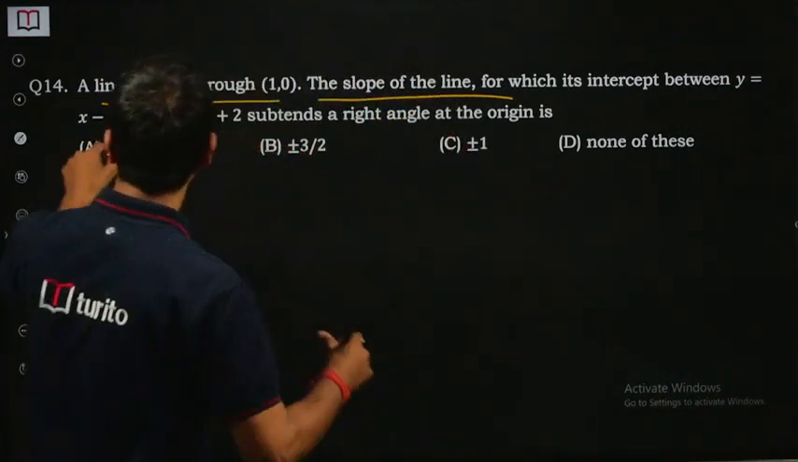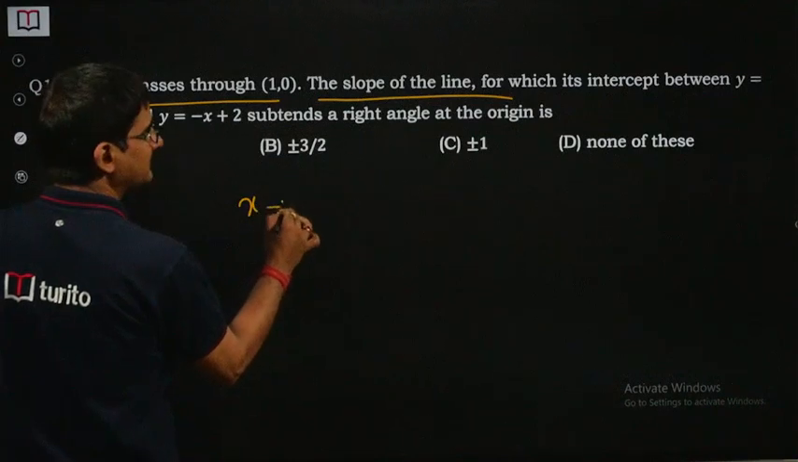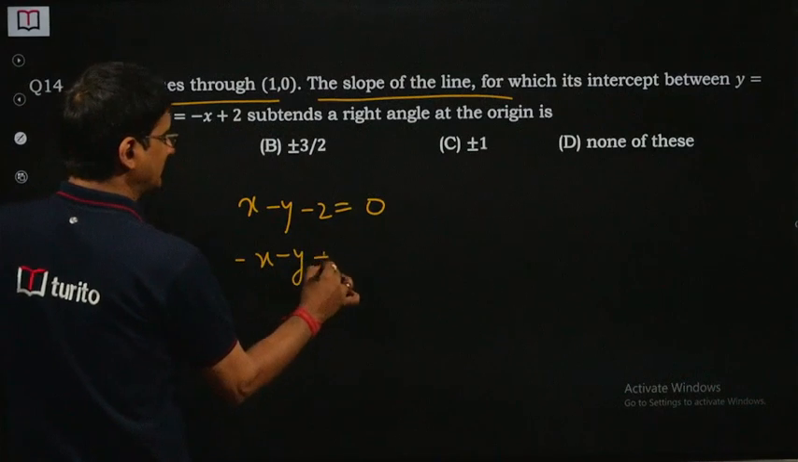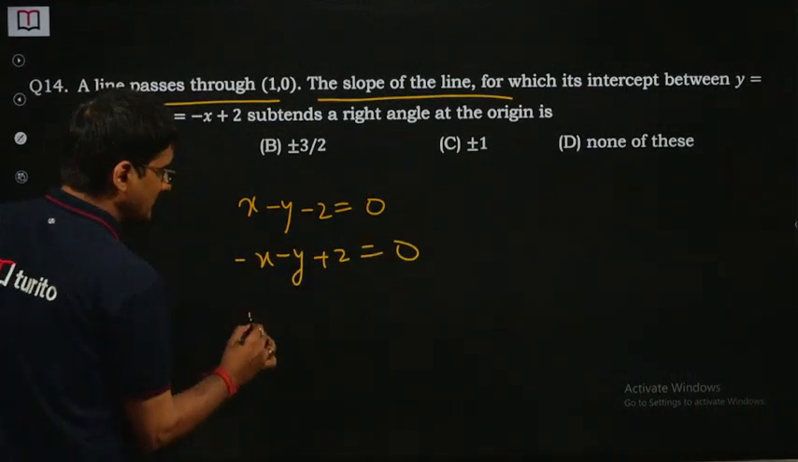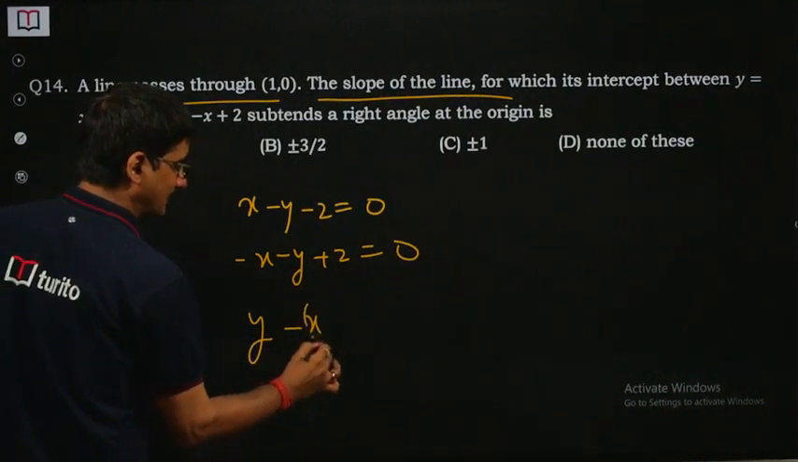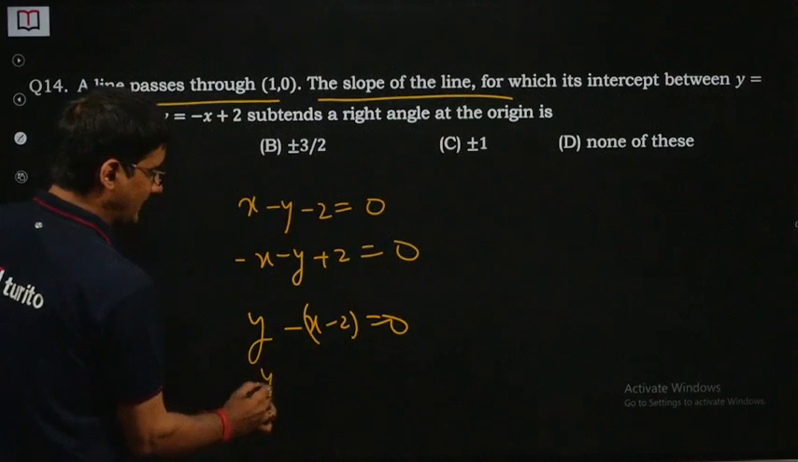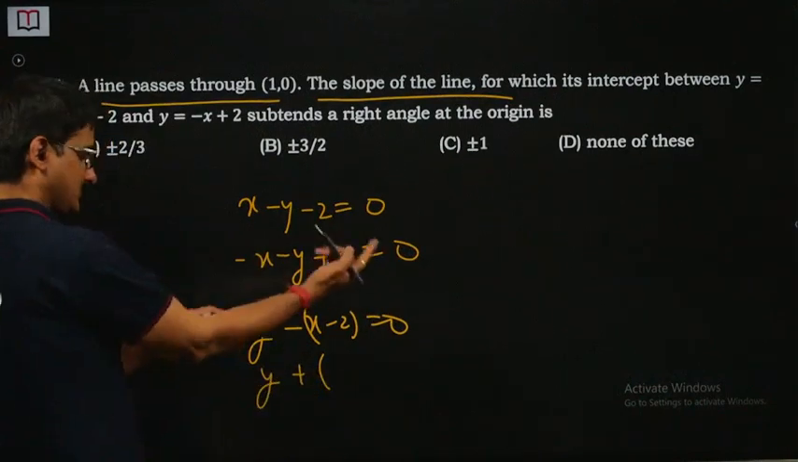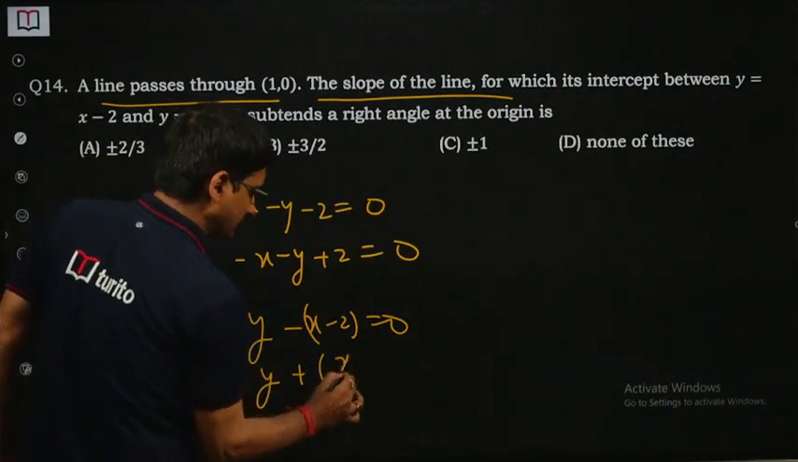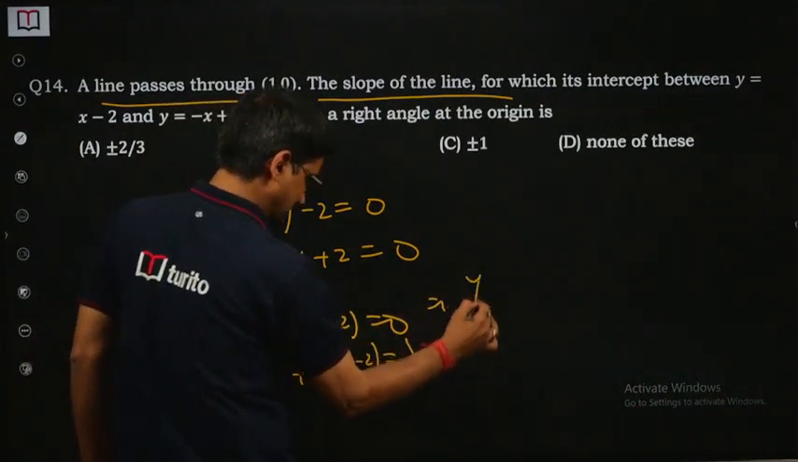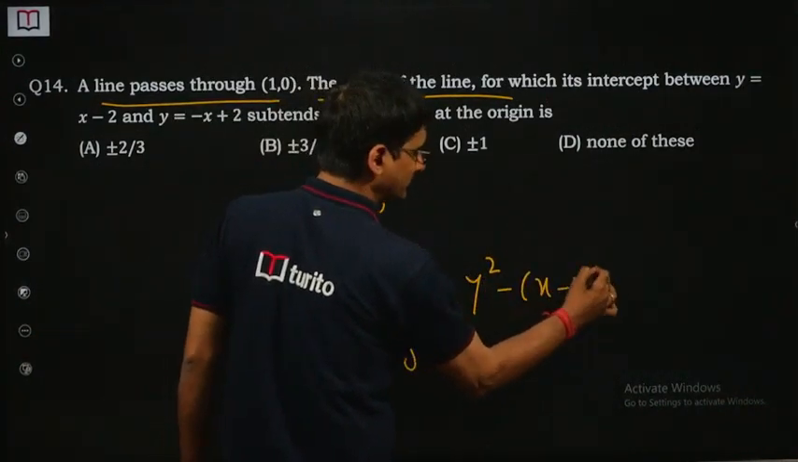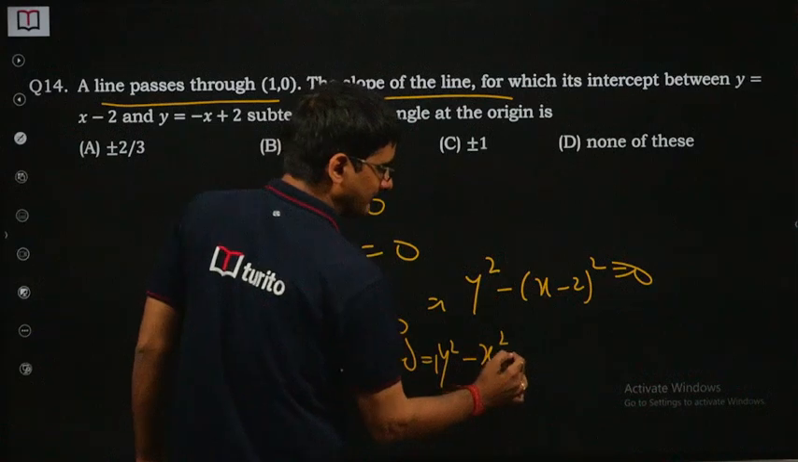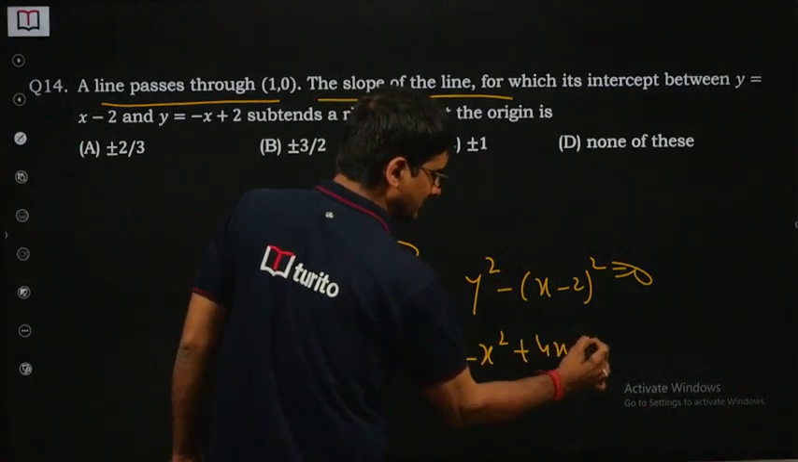Now, if I write the combined equation, so that means if I write x minus y minus 2 equal to 0, and then minus x minus y plus 2 equal to 0. So maybe y minus x minus 2 equal to 0, and y plus x minus 2 equal to 0, right? So if you have to combine it, it's y square minus (x minus 2) whole square equal to 0. So it's y square minus x square, and then plus 4x minus 4 equal to 0.